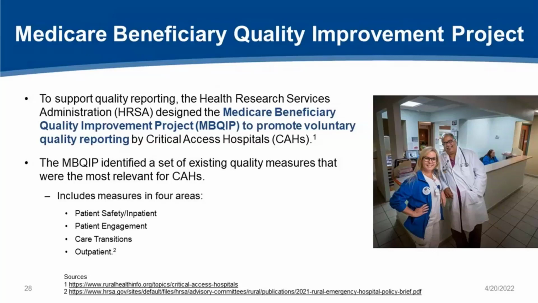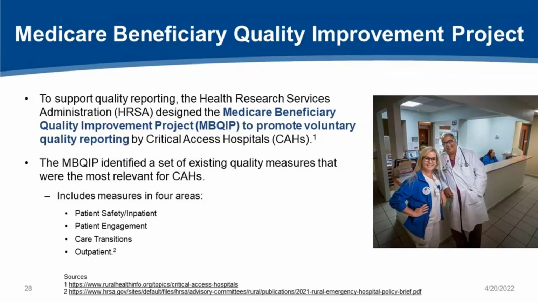Just as some background, a critical access hospital is a designation given to eligible rural hospitals by CMS. The designation is designed to reduce the financial vulnerability of rural hospitals and really improve access to health care by making sure that essential services stay in rural communities. And so to accomplish this goal, they receive benefits such as cost-based reimbursement for Medicare services, among others. And so the program identified a list of existing quality measures most relevant to critical access hospitals and grouped them into 4 categories that you can see here.